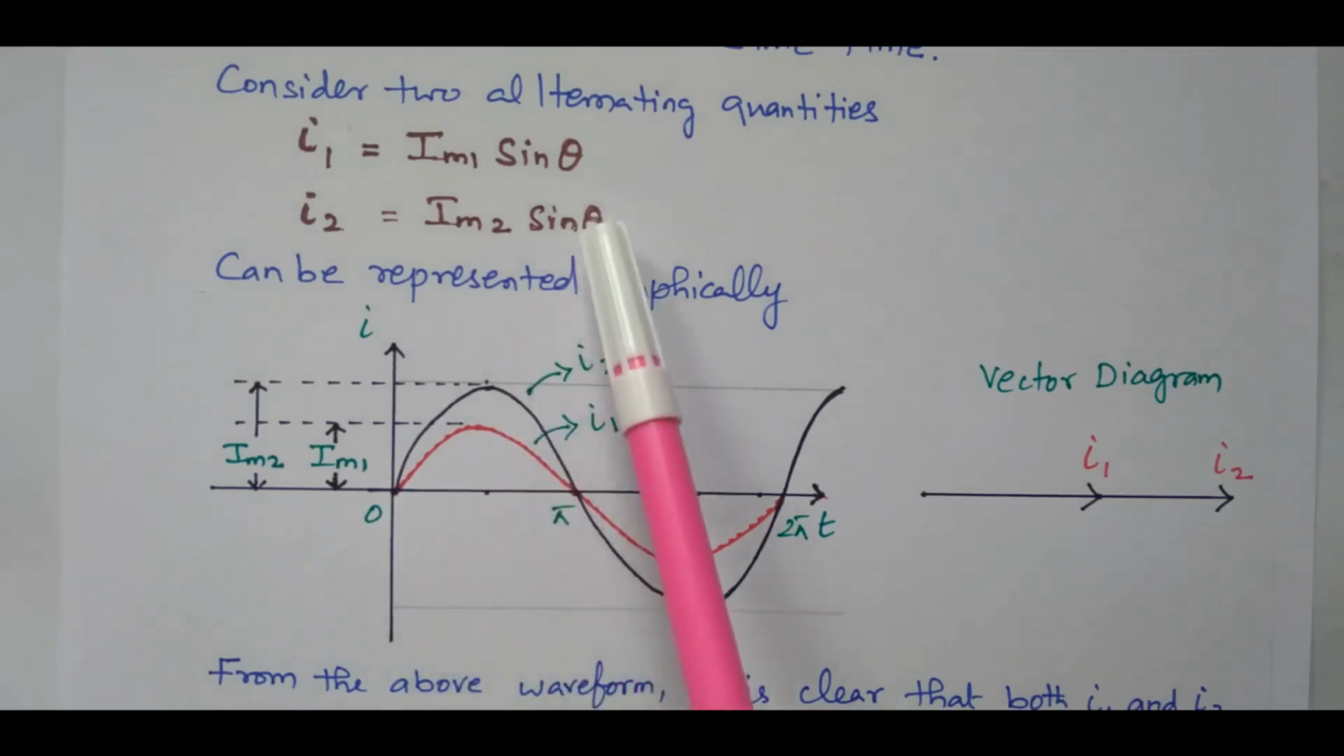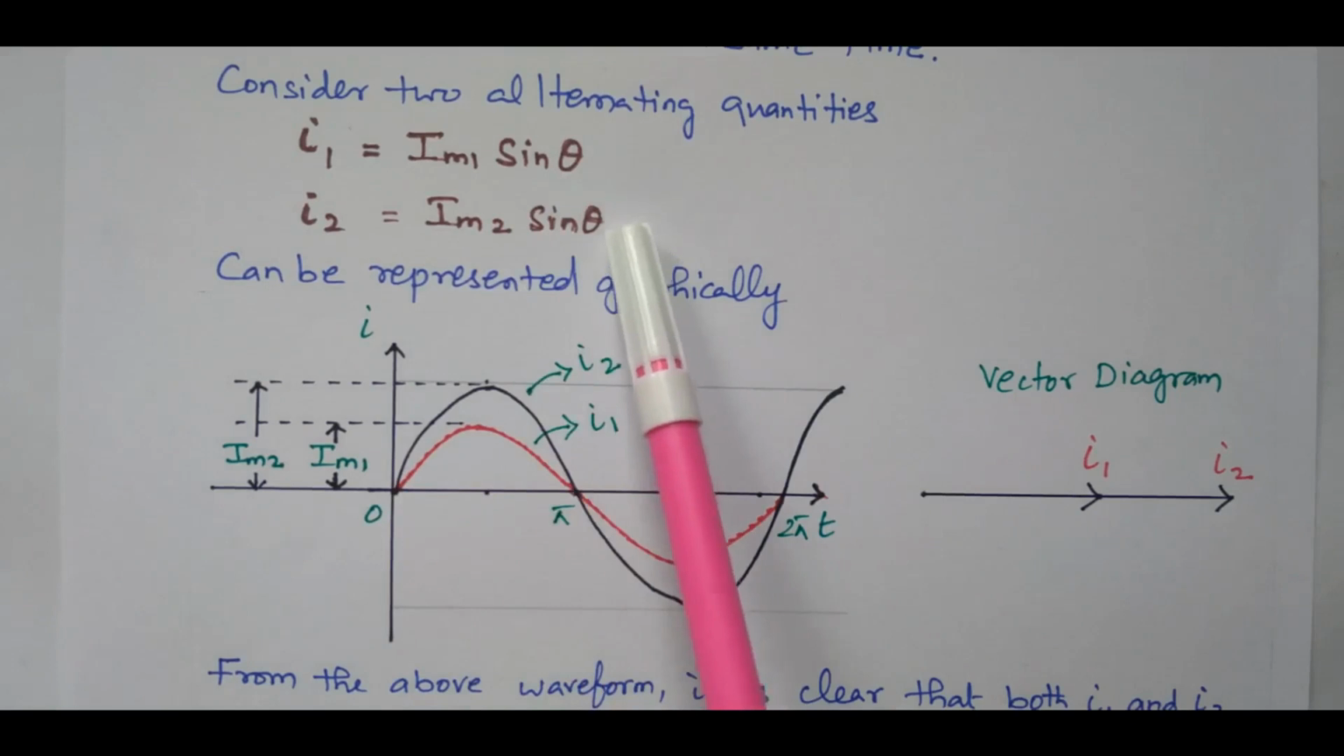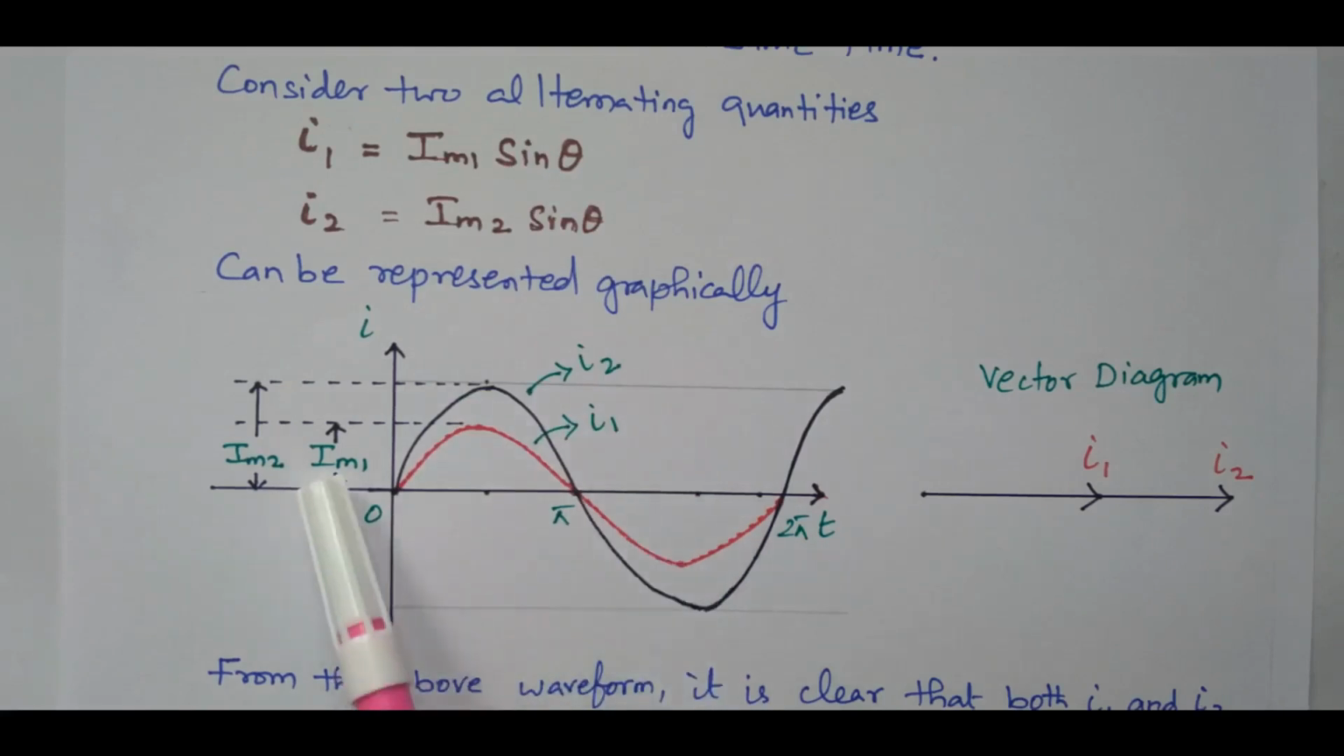That can also be analyzed from the equation. See this, sin theta, and here also sin theta. There is no additional angle available. It means that both are in phase. So this is the maximum value of the first waveform, and the maximum value of the second waveform. That is represented in the vector diagram. This is I1 and I2, see both are on the same line. There is no deviation. I1 and I2 are on the same line.